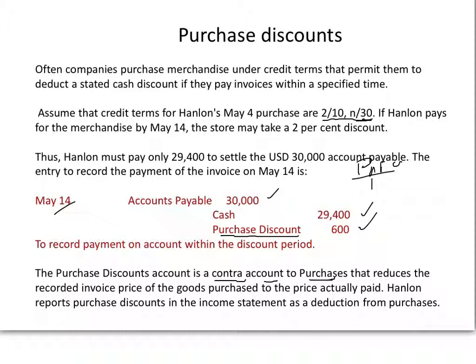Purchases have a debit balance. Purchase returns or purchase discounts have a credit balance, so they will be subtracted from the purchases.